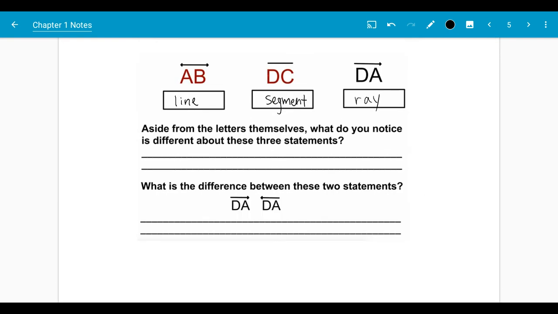We just talked about this. Aside from the letters themselves, what do you notice is different about these 3 statements? It is the arrows. And then here it says, what's the difference between these 2 statements? Take a second to think about it. Pause the video if you don't want to hear the answer.